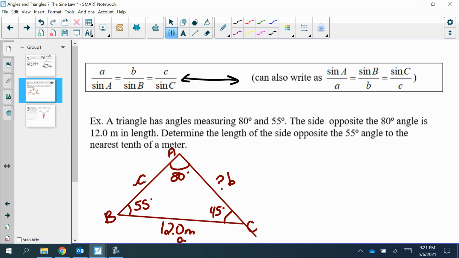So you're probably wondering, well, why do I need to do this? I already know how to solve for things like this from primary trig ratios. But what you see is this is not a right angle triangle. So we can't use our primary trig ratios of the sine of an angle is equal to the opposite over hypotenuse, because we don't actually have a right angle anywhere, right? We have 80, 55, and 45. So not a right angle triangle, need to use the sine law.